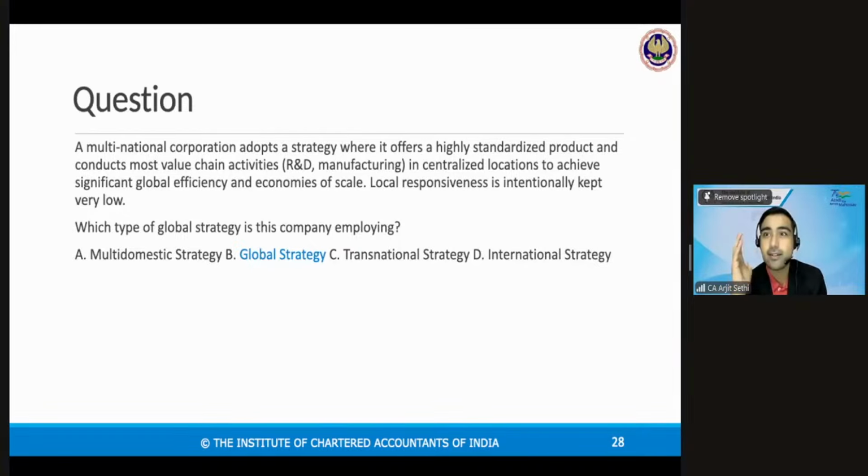Okay, where? You go to the globalization topic. Global strategy का concept ही ये है. The concept we will study in the study material is why do companies go global? And in it, very clearly it's mentioned the local responsiveness is intentionally kept very low and the decision making is centralized.